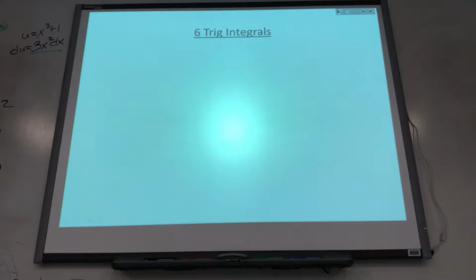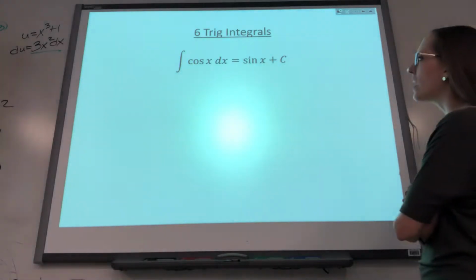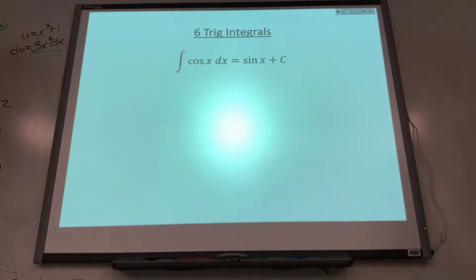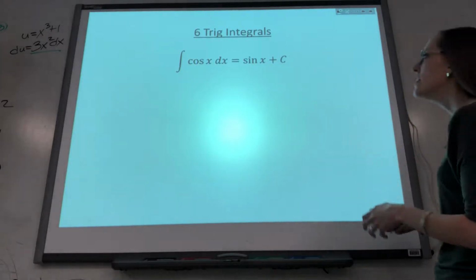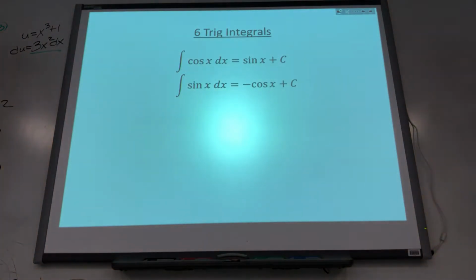They should be in your notes already somewhere, so if you don't feel like copying all of them down again, you don't necessarily have to. But we are going to be using them a lot today. So remember, if you integrate cosine of x with respect to x, that is always going to equal sine of x plus c. With derivatives, the derivative of cosine was negative sine, so this is a little bit different.